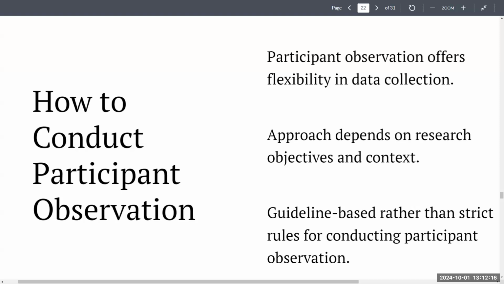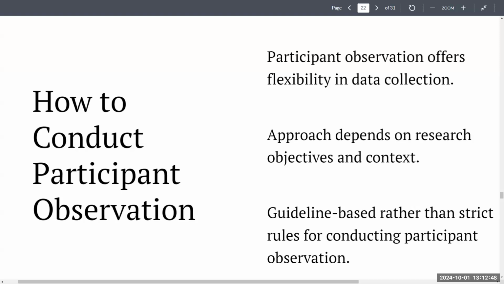All right, so how to conduct participant observation? Well, that requires flexibility, my friends, and understanding that it's not bound by rigid rules. Instead, you as a researcher have to adapt to that situation based on the objectives of the study and the context that you are working with. So you have to have flexible data collection, which means that you should remain open to collecting a wide range of data, from notes to interviews to behavior analysis.